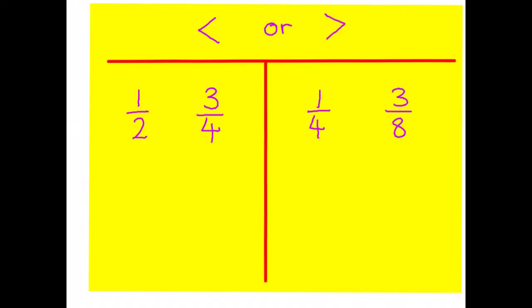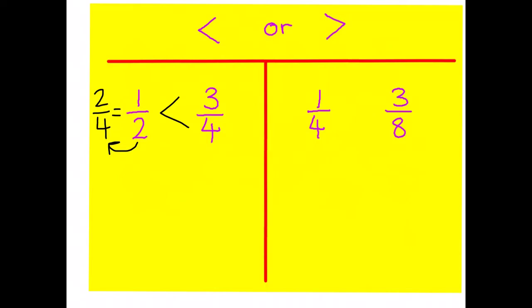In this question we need to put in the less than or the greater than symbol between the two fractions. Now it's made tricky because the fractions both have different denominators. So we need to put them into the same fraction with the same denominator. So I'm going to turn my half into quarters. To get from 2 to 4, I've doubled it, so I do the same to the top. So we've got 2/4 and 3/4. Well, 2/4 is obviously less than 3/4.